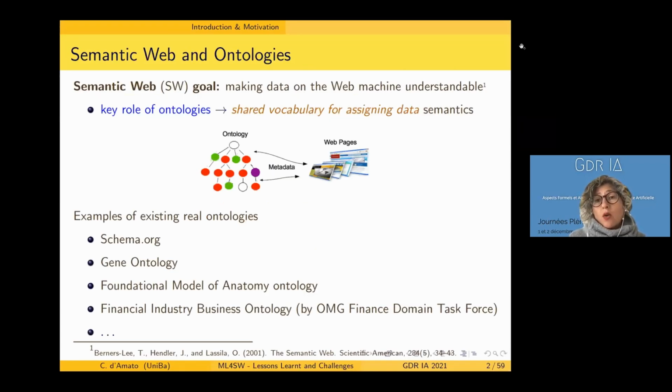The semantic web goal is to make the data on the web machine understandable, and in this regard ontologies play a key role since they act as a shared vocabulary for assigning data semantics, and because of that a lot of effort has been put on developing real ontologies that could be actually used, and some examples are schema.org, the Gene ontology, the FIBO ontologies, just for making a few examples.